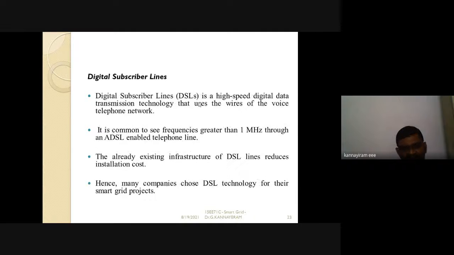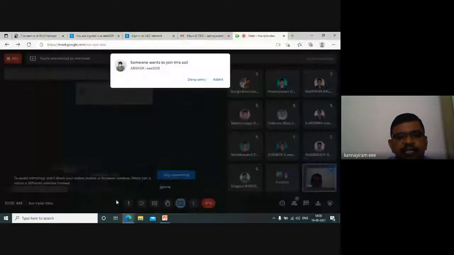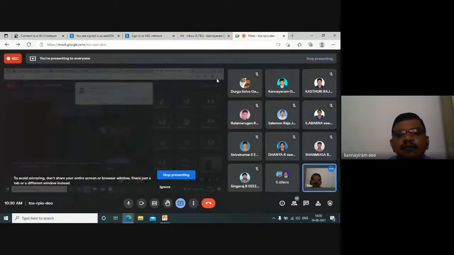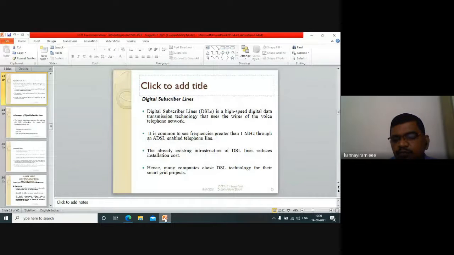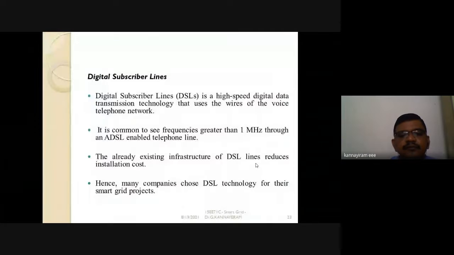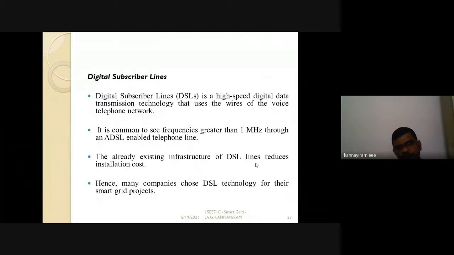Next we go for DSL, digital subscriber line. Any other merits, or demerits, for the cellular network? Any merit as well as demerit? I think you are using a cellular network, so you may be aware of its merits and demerits.